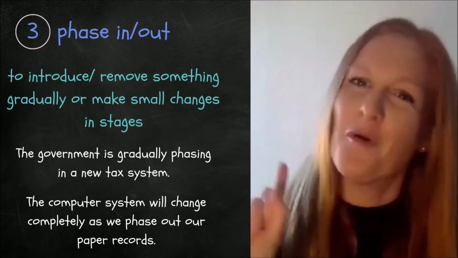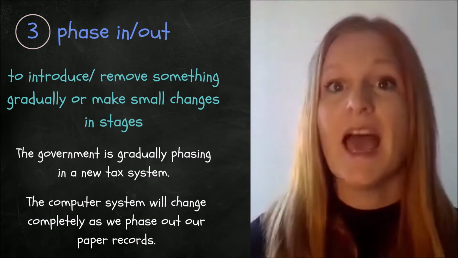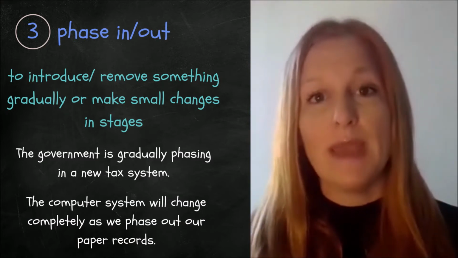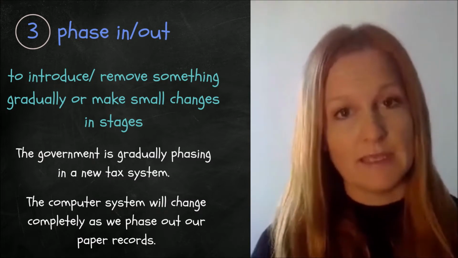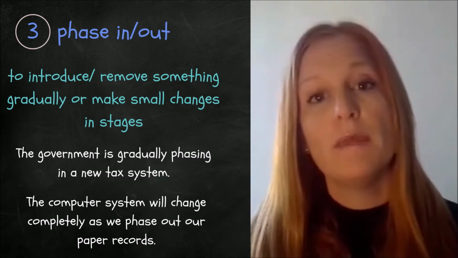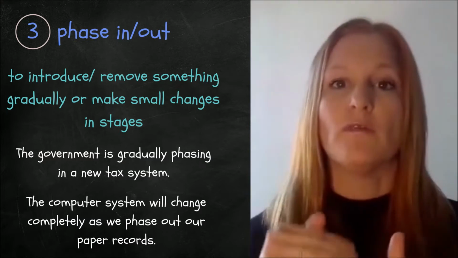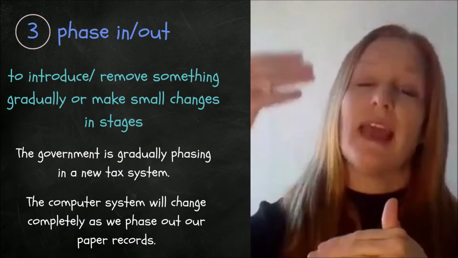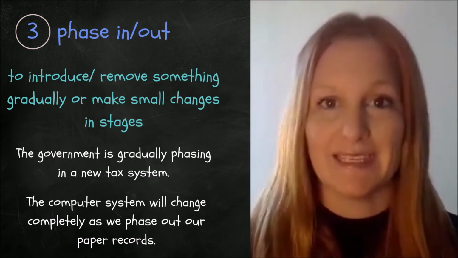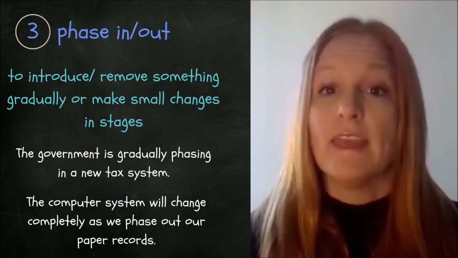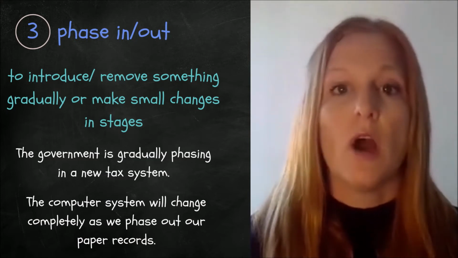Number 3 is a 2 for 1 because you get 2 phrasal verbs in this example. You have to phase in and to phase out. And they basically mean to gradually introduce or to gradually remove, in the case of phase out, something, or to make small changes in stages. So little by little you phase something in or phase something out. For example, the government is gradually phasing in a new tax system, or the computer system will completely change as we gradually phase out our paper records.